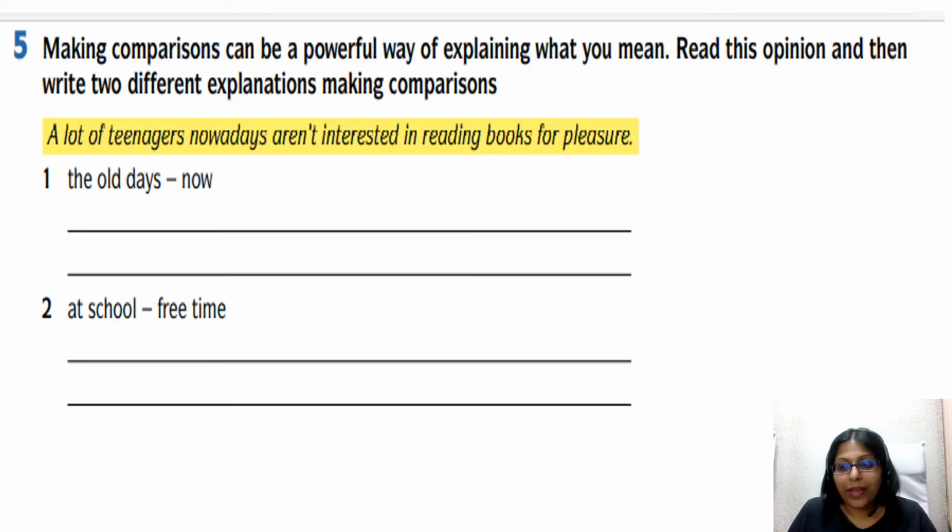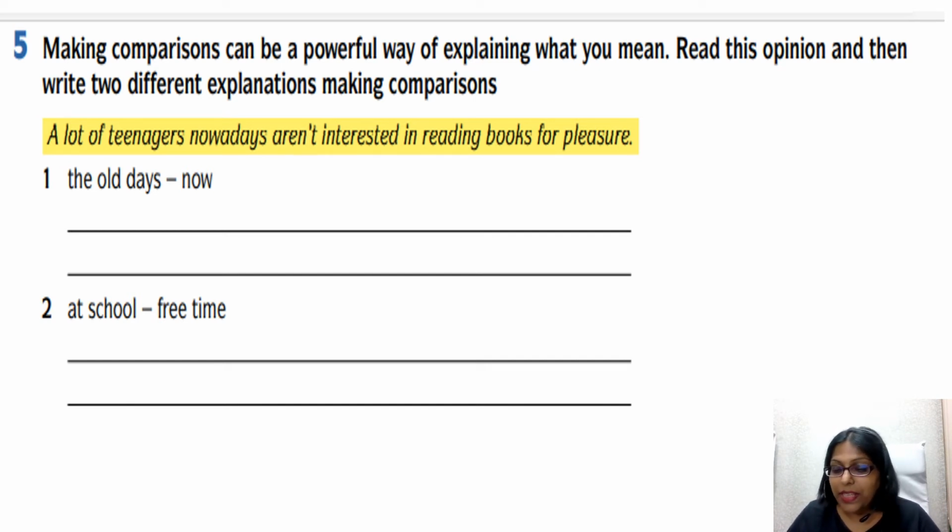So let's just look at some examples. Making comparisons can be a powerful way of explaining what you mean. Read this opinion and then write 2 different explanations making comparisons. Alright? A lot of teenagers nowadays aren't interested in reading books for pleasure. So what happened in the old days and now?